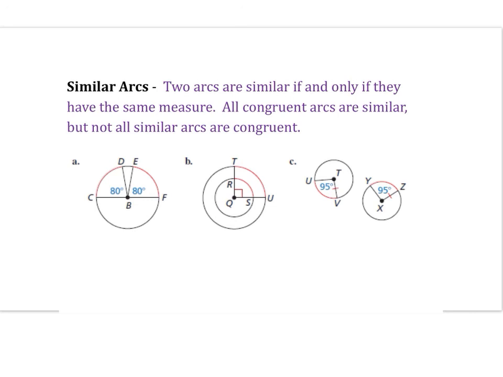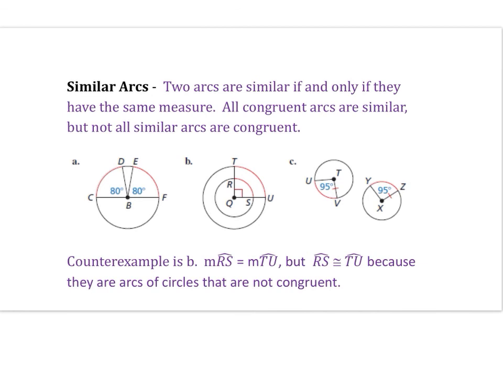Choice B is our counterexample that allows us to say that the measure of arc RS is equal to the measure of arc TU, but arc RS is not congruent to arc TU because they are arcs of circles that are not congruent.